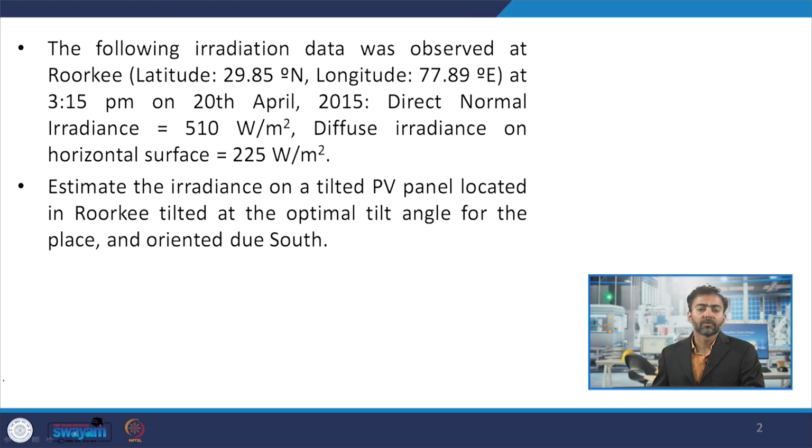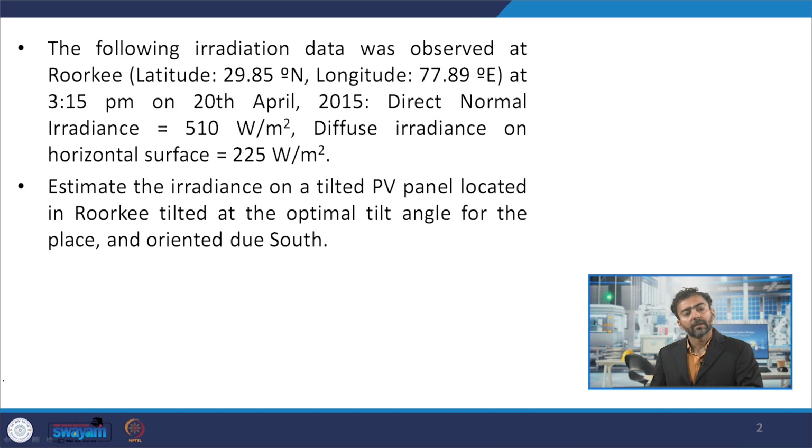If you go through this particular question, there is a location given as Roorkee, where IIT Roorkee is located. Latitude is 29.85 degree north, longitude is 77.89 degree east. And we are talking about a particular day at a particular time, let us say 20th April 2015, 3:15 p.m. We observed that the DNI at that instant in Roorkee was 510 watt per meter square, and the diffused radiation on a horizontal surface was 225 watt per meter square.